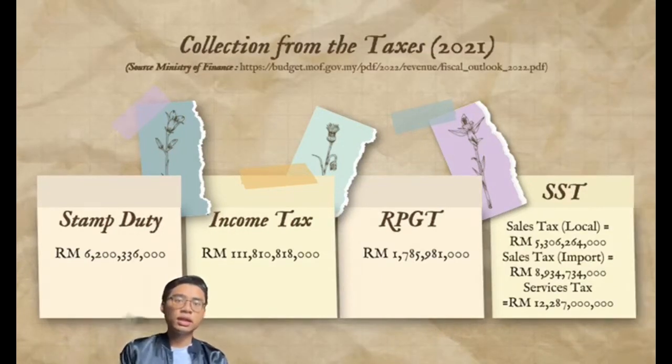The last term is the collection from the 4 different types of taxes. According to the source of Ministry of Finance, in the year 2021, it was reported that stamp duty generated 6.2 billion ringgit. For income tax, it generated 111.8 billion ringgit. Meanwhile, RPGT generated 1.8 billion ringgit, and lastly for SST, it generated 5.3 billion ringgit and 8.9 billion ringgit for both local and import of sales tax respectively, and 12.3 billion ringgit for service tax.